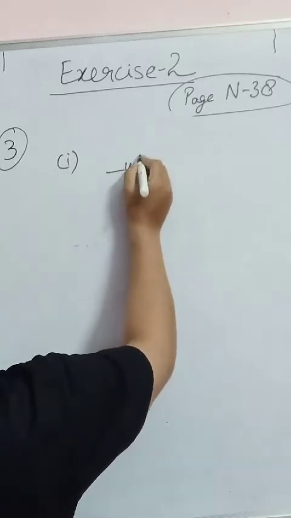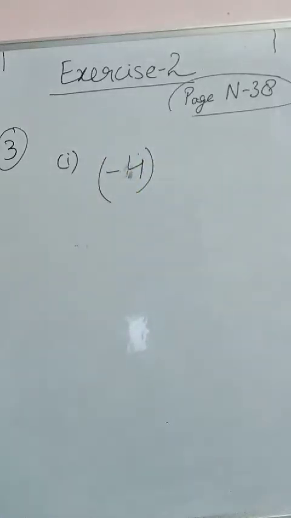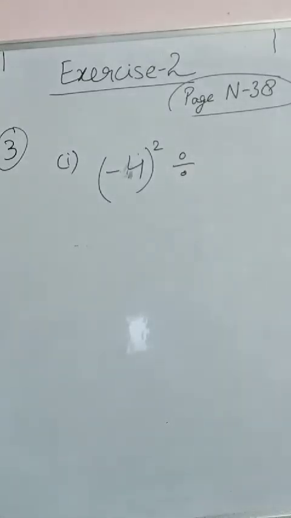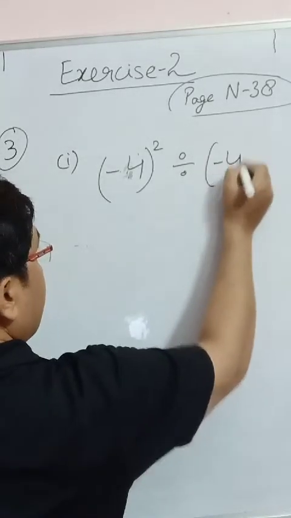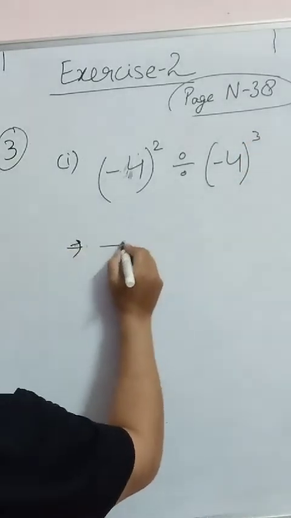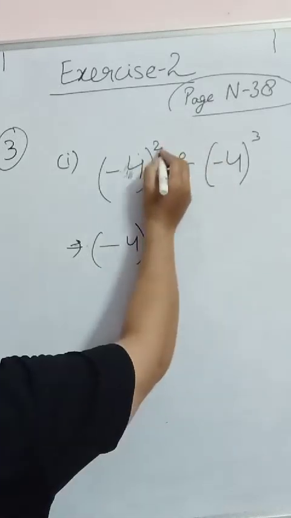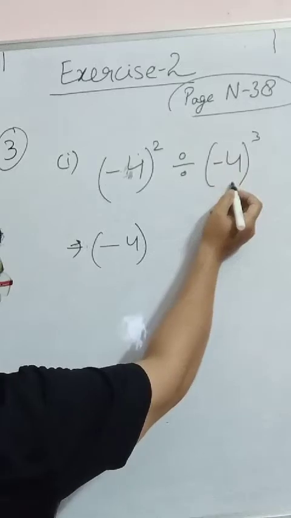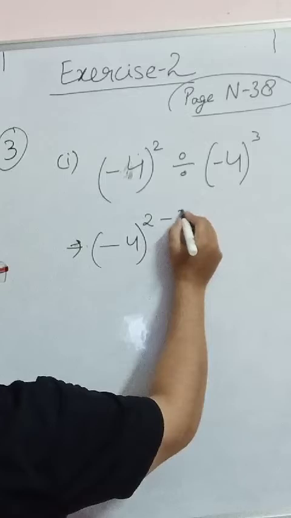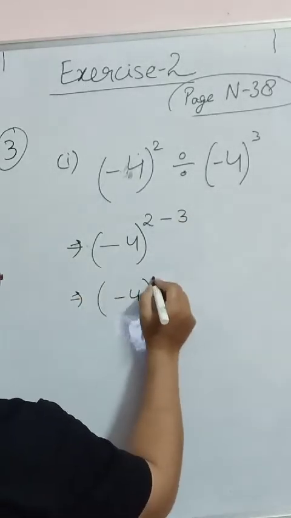We have minus 4 raised to the power 2, which is getting divided by minus 4 raised to the power 3. According to the law of exponents, we will write minus 4 as the base is the same and the powers get subtracted. The first becomes the numerator, the second becomes the denominator in the case of division. So it will be the power of the numerator minus the power of the denominator. So what do we have? We have minus 4 raised to the power minus 1.